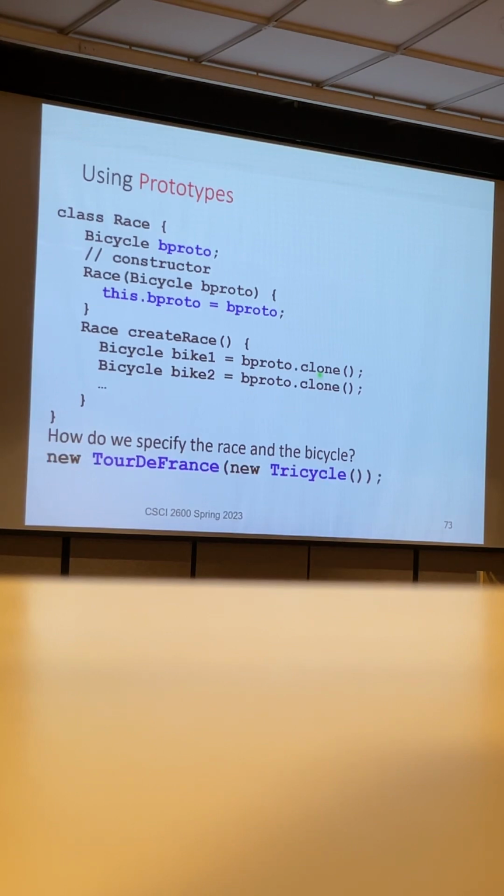So how would we specify the type of bicycle for the race? We would create an instance of the bicycle and pass it to the constructor of Tour de France. The race would not do anything with this object, so that's how we avoid rep exposure. Because even if this class Bicycle is mutable, the race class doesn't actually do anything with it. It doesn't take anything from it except that it creates clones.